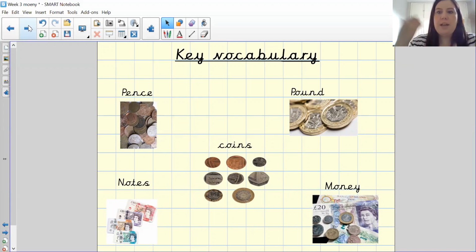Okay, so let's go through our key vocabulary for today. It's going to be my turn, your turn. Pence, pound, coins, notes, money. Well done, year one.